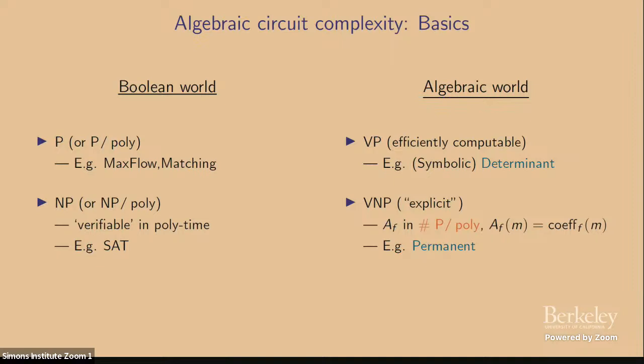It's the permanent of, so these are like the permanent and determinant of symbolic matrices. And this is complete under this notion of projections that Marcus was speaking about in the morning, but it's basically some notion that is well defined. Good. So the big question is obviously VP versus VNP. Is every explicit polynomial efficiently computable? Which you can also think of as: can you express the permanent as a determinant of not too large a matrix?